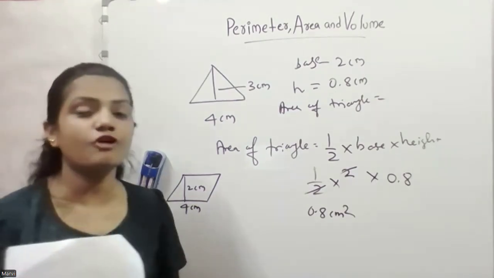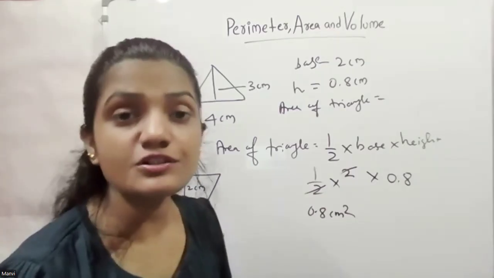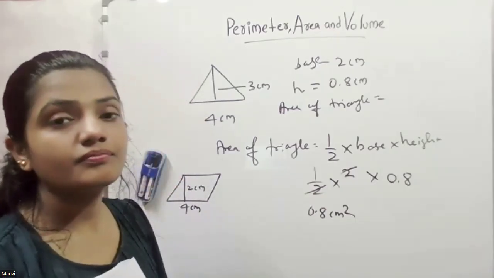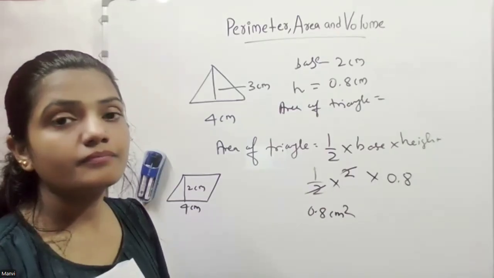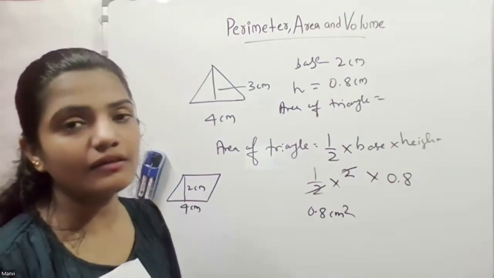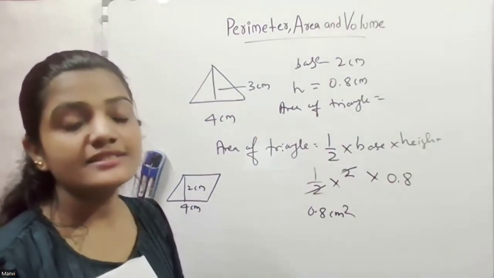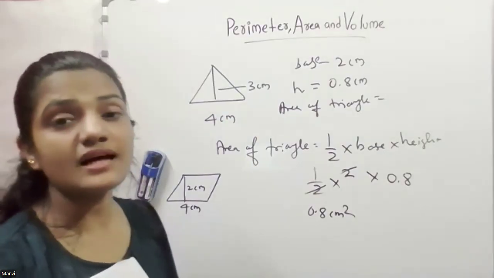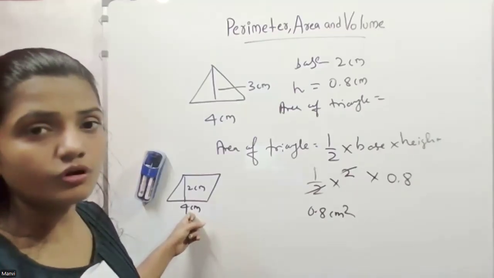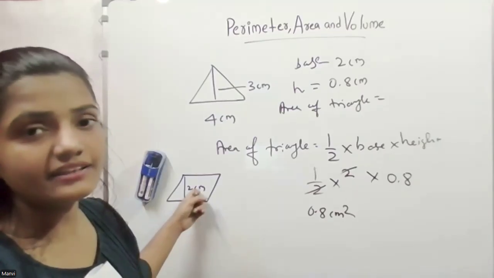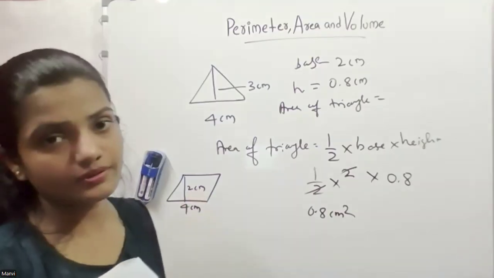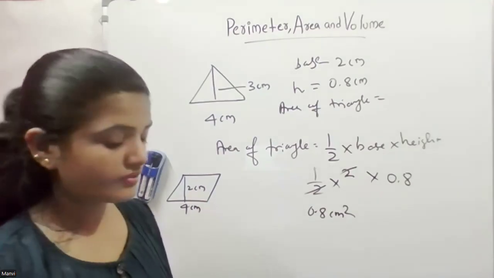First, you need to memorize the formula. Area of parallelogram is what? Area of parallelogram is like half. No, not half. In area of parallelogram, we don't need half. It's just base times height. So here base is 4, height is 2. 4 times 2 is 8. 8 centimeters square. Okay.